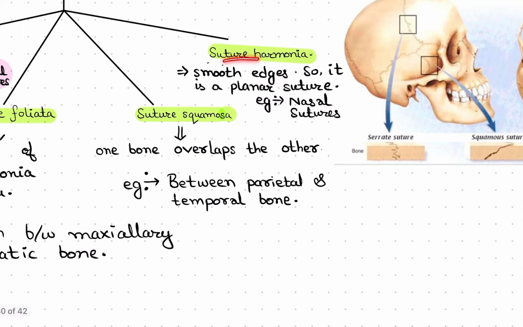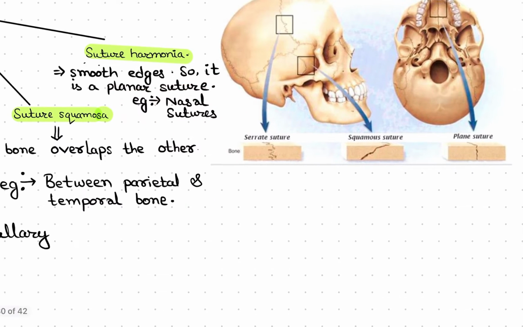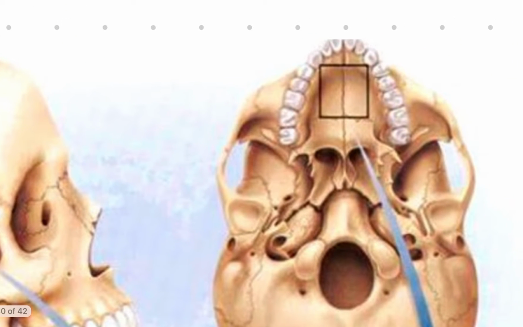Now what is this suture harmonia? Suture harmonia is a type of suture in which you will find smooth edges. Like it would be like this. There would be no serrated edges. Okay. So it is also a plain suture, like nasal suture. You can see here, this is a plain suture here. There is no serration or other kind of thing. So it is a plain suture.